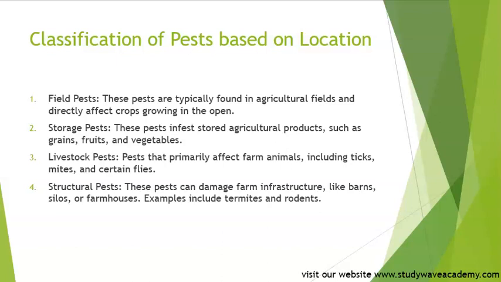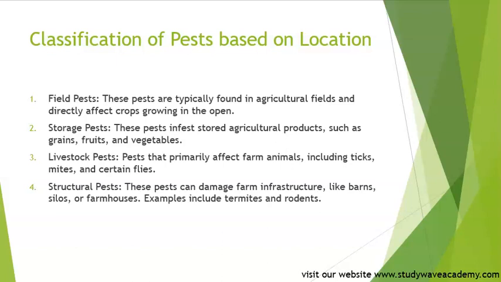Fourth, we have structural pests. These pests can damage farm infrastructure like barns, silos, or farmhouses. Examples include termites and rodents. So the structural pests damage farm buildings and structures. So we have learned that there are four main categories of pests based on their location. The field pest. These pests live in open fields and can directly damage crops as they grow.